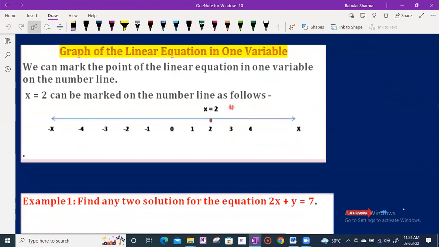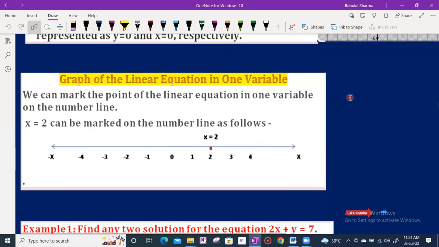again we are discussing the theory part, means notes of this chapter, that is linear equations in two variables. That is the chapter 4 of class 9 NCERT. Graph of the linear equation in one variable. We can mark the point of the linear equation in one variable on the number line.